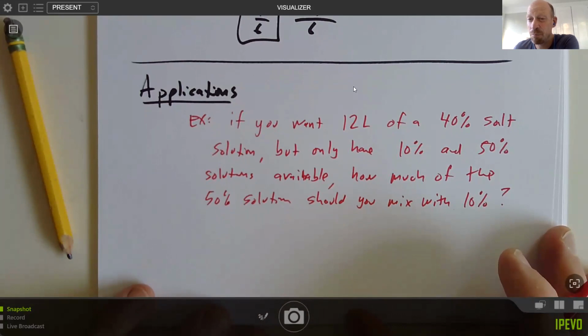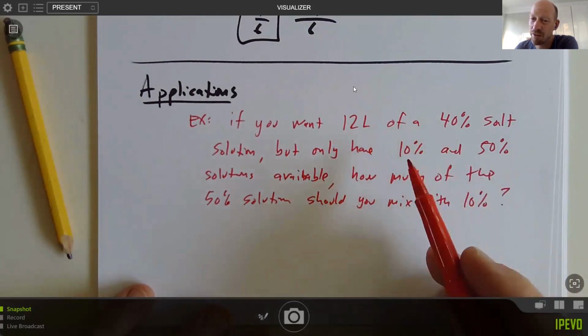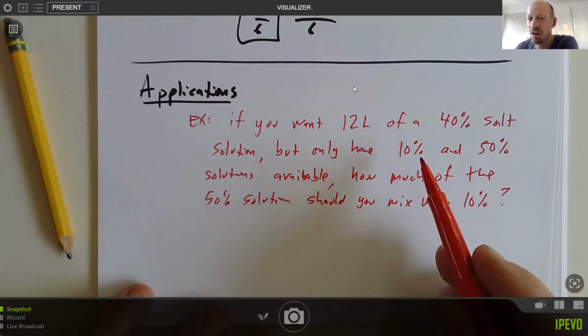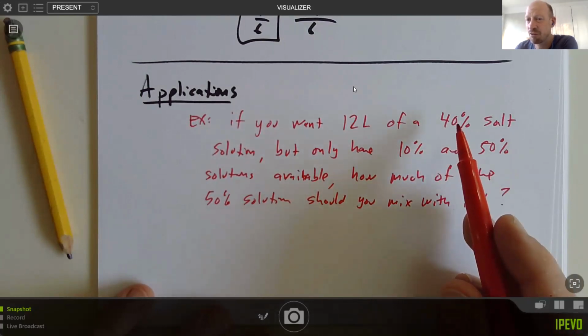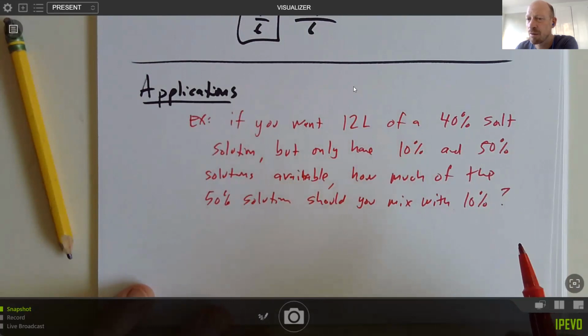So this would be like a problem for a nursing student or a chemist, right? Where you have a certain solution that you're looking for, and you have to create it from two other solutions. Clearly, you want to mix some of the 50 with some of the 10, which is going to dilute it a little bit to get it down to 40, right? But the challenge is how much of each of those should we mix together to get to this 10%?